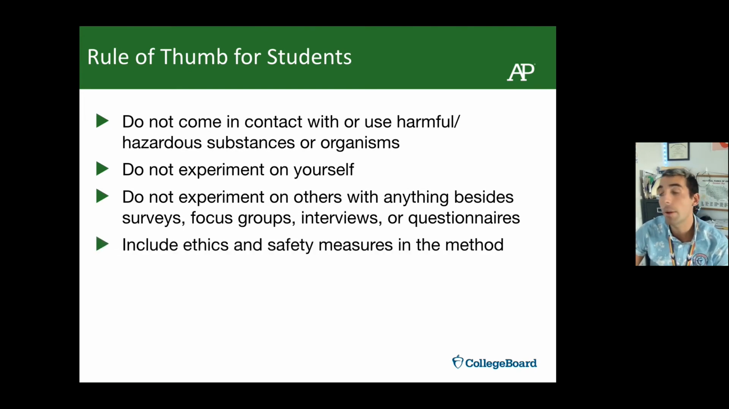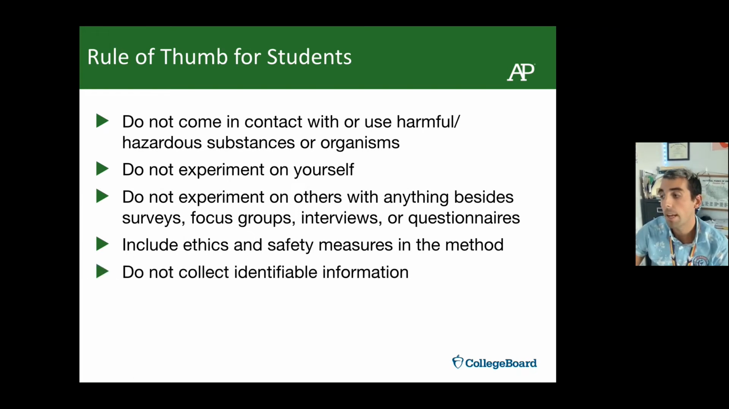Next, include ethics and safety measures in your methods. When you create your research methods section in your paper, you will want to have a discussion about the ethics that you followed and the safety measures that you put in place to assure that you followed those ethics. Next, don't collect identifiable information.